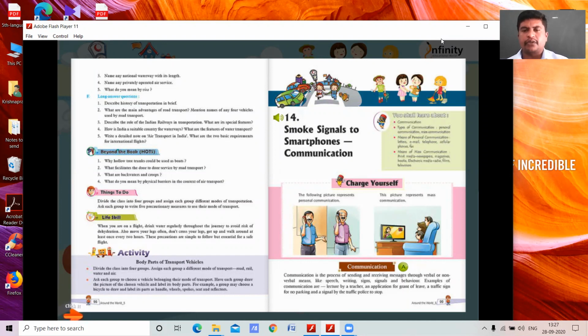Dear students, before going to this chapter, let us see how important communication is. Just imagine your life without communication in a day. It is not possible. Why is man completely different from other animals? Because of a couple of reasons. One is, he has a capacity to think and a capacity to express. So communication speaks a lot.